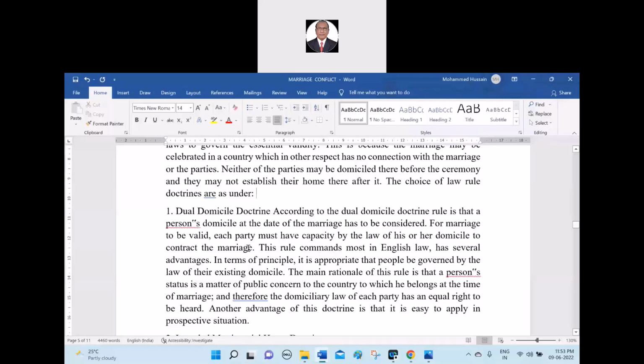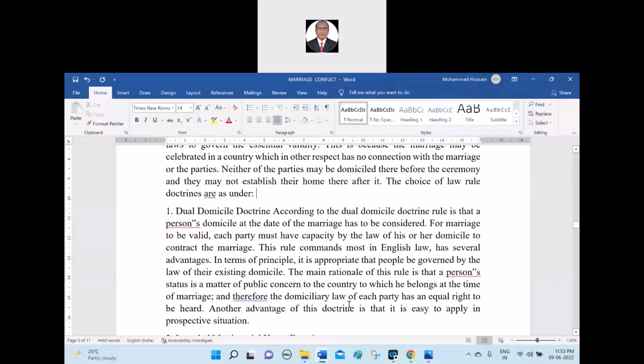Domicile plays an important role, and the main rationale of this rule is that a person's status is a matter of public concern to the country to which he belongs at the time of the marriage. At the time of the marriage, what is the domicile of a person? Later, he can want to change it, he can change the domicile also. And therefore, under the domiciliary law, each party has an equal right to be heard. And each party's domicile will be considered to know whether the capacity is there or not.